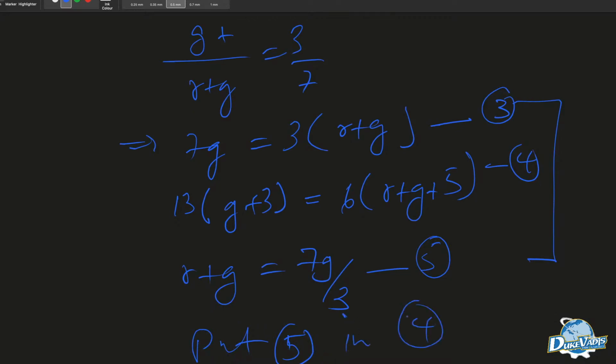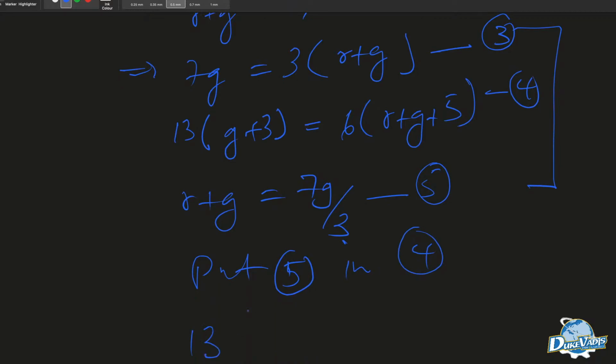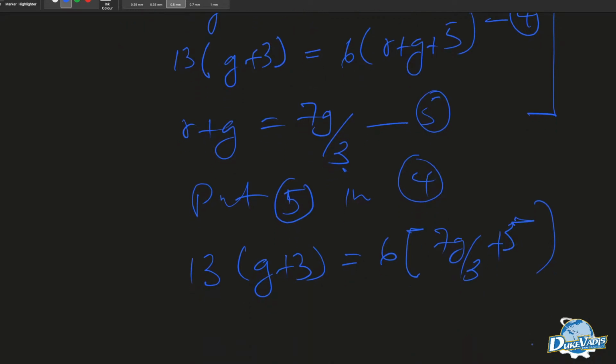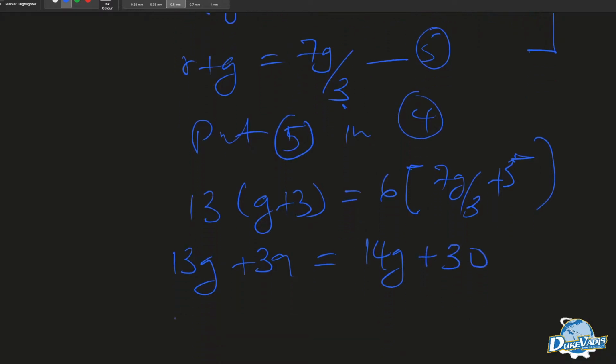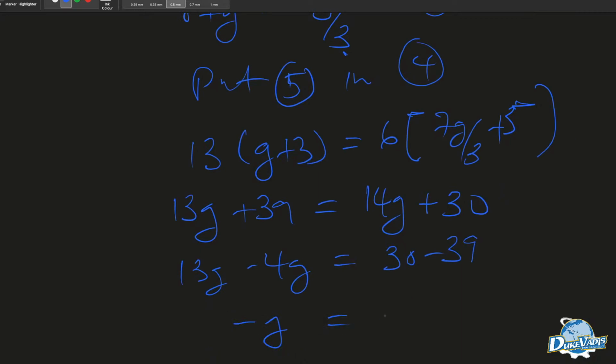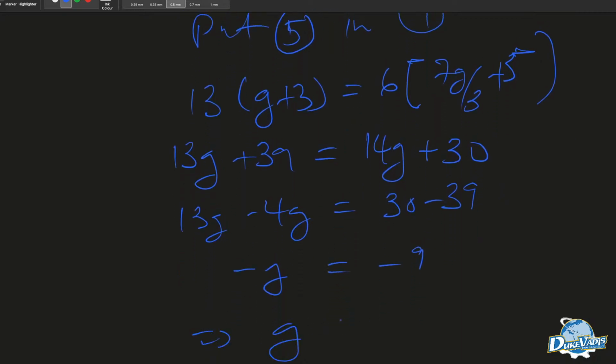Then we substitute this into 4, so that we have 13 into G plus 3 into bracket is equal to 6 into 7G over 3 plus 3 plus 5. Okay, so when we simplify, we are going to get 13G plus 39 is equals to, 3 cancel these 2, so this will be 14G plus 30. Okay, so all the G's come out. So 13G minus 14G is equal to 30 minus 39. So negative G is equal to negative 9, implying that G is 9.